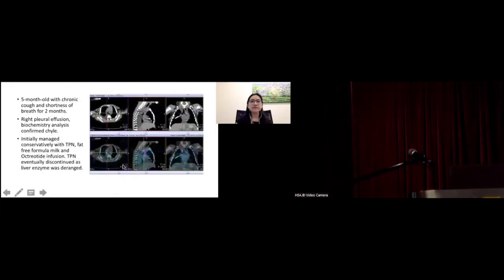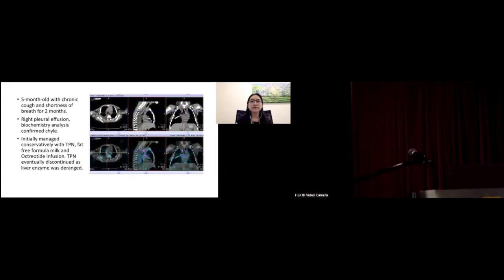Go to the next case, which is a 5-month-old baby with chronic cough and shortness of breath for 2 months. Right pleural effusion confirmed chylothorax, so initially managed conservatively with TPN, fat-free formula milk and octreotide infusion. But as the liver enzymes became deranged, eventually TPN had to be stopped. So this child was referred for functional assessment of the lymphatic system prior to surgical intervention. So we inject Tc nanocolloid intradermally into the second and third web space of the toes on each limb.